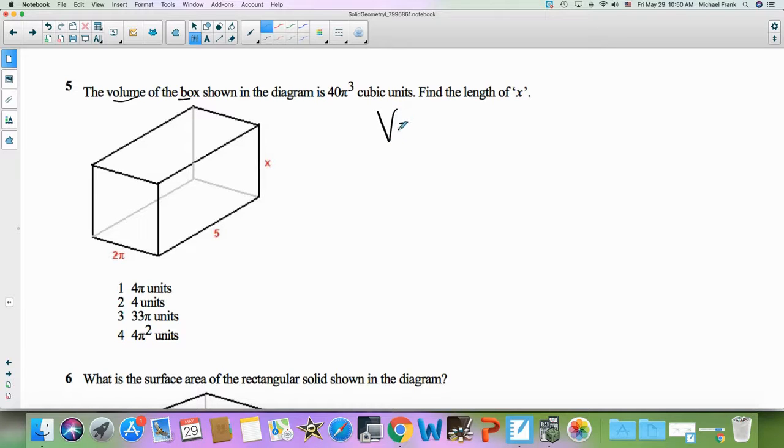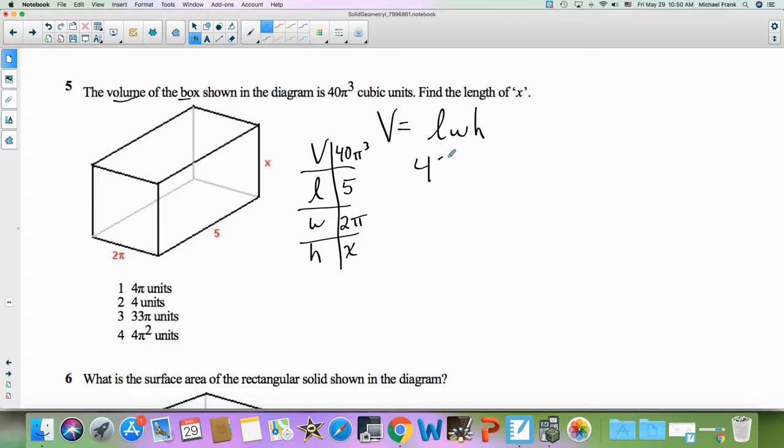So the volume is equal to length times width times height. I always go through this process. It's really helpful just to make your table and get the information as it's given. 40π³ is the volume. The length I'll say is 5. The width I'll say is 2π. If you mix those up, it actually doesn't matter because it's just multiplication. And we'll say the height, which actually it is if you look at the picture. Well, let's get everything plugged in here. The volume is 40π³.